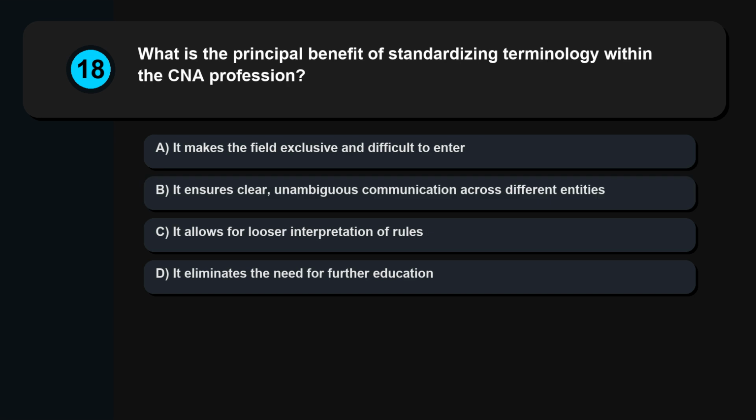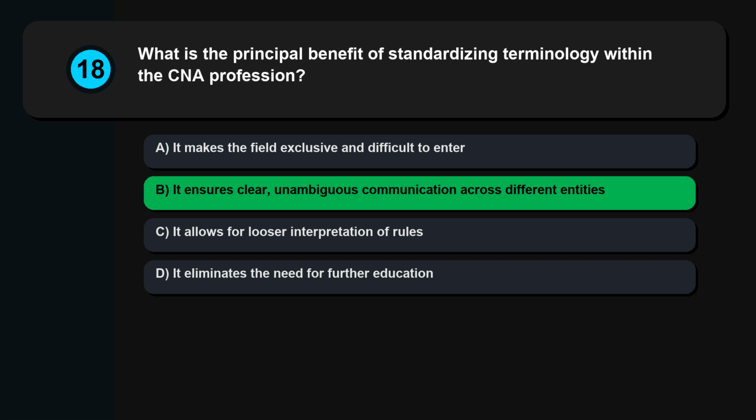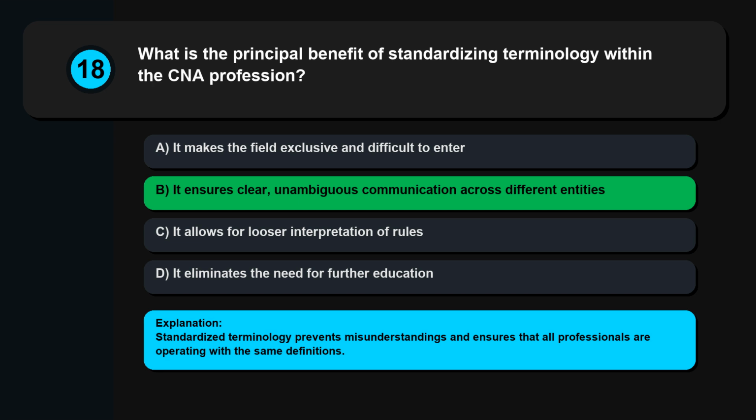Question 18. What is the principal benefit of standardizing terminology within the CNA profession? It makes the field exclusive and difficult to enter. It ensures clear, unambiguous communication across different entities. It allows for looser interpretation of rules. It eliminates the need for further education. Standardized terminology prevents misunderstandings and ensures that all professionals are operating with the same definitions.